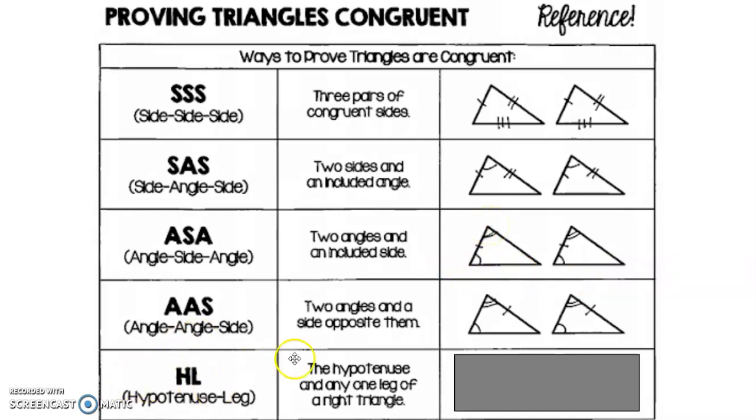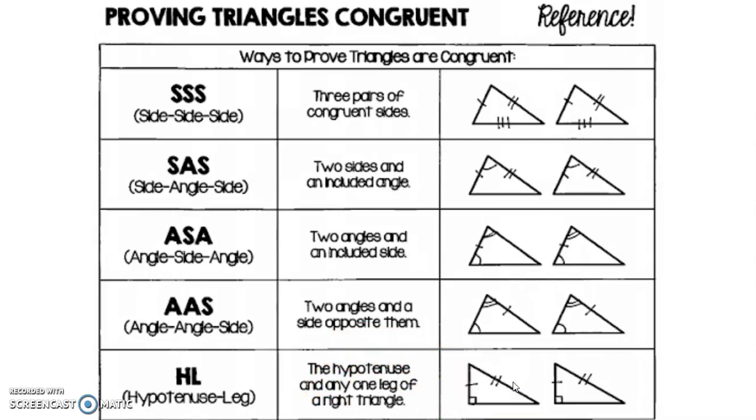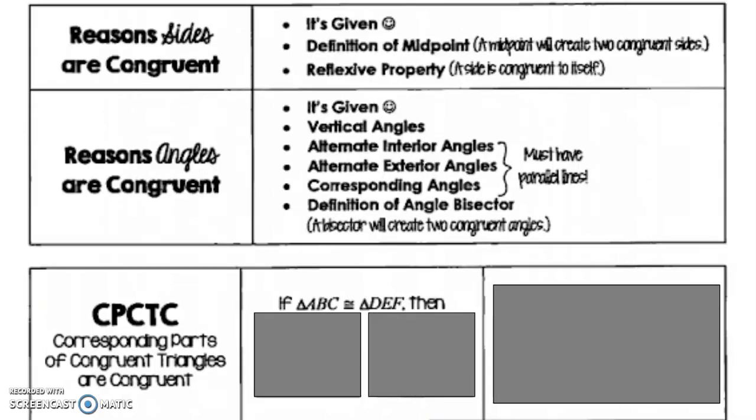Our very last way is hypotenuse leg. Hypotenuse leg is very specific to our right triangles. So the hypotenuse and any leg of a right triangle being congruent to a leg and hypotenuse of another triangle makes those triangles congruent.